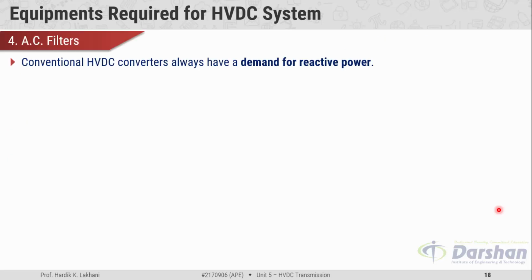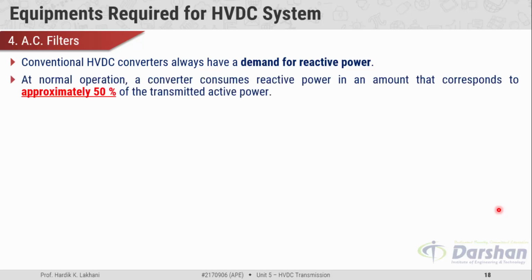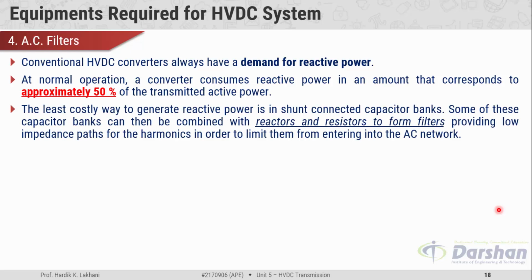Thereafter, AC filters. Conventional HVDC converters always have a demand for reactive power. So at normal operation, a converter consumes reactive power in an amount that corresponds to approximately 50% of the transmitted active power. So the least costly way to generate the reactive power is in the shunt connected capacitor banks.